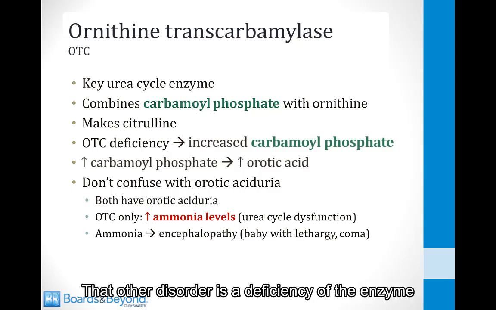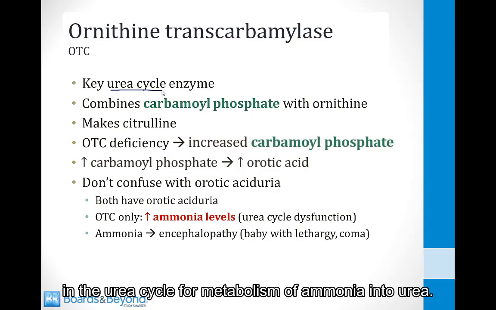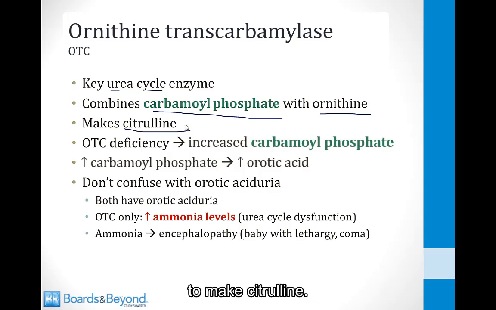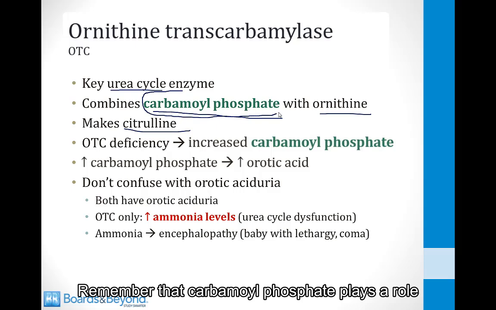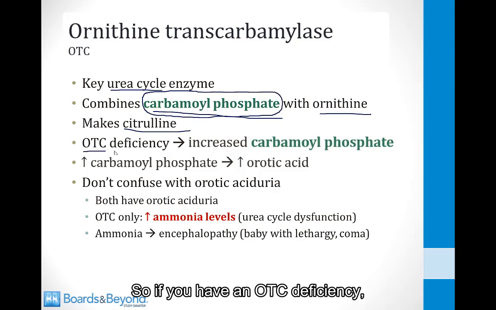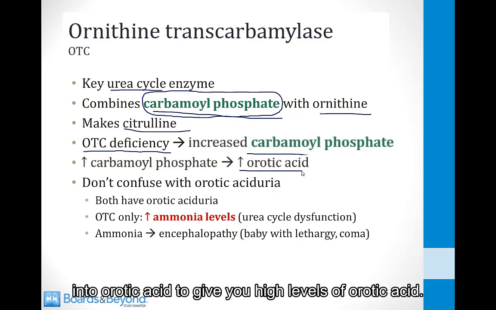That other disorder is a deficiency of the enzyme ornithine transcarbamylase. This is an enzyme that's very important in the urea cycle for metabolism of ammonia into urea. It combines carbamoyl phosphate with ornithine to make citrulline. Remember that carbamoyl phosphate plays a role in both the urea cycle and in pyrimidine synthesis. So if you have an OTC deficiency, you will get very high levels of carbamoyl phosphate, and those molecules can be converted into orotic acid to give you high levels of orotic acid.